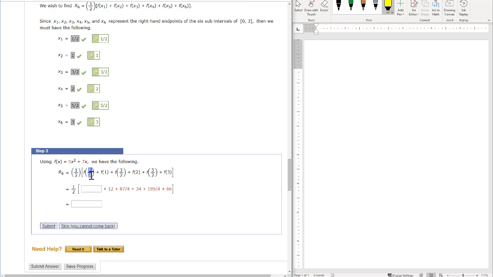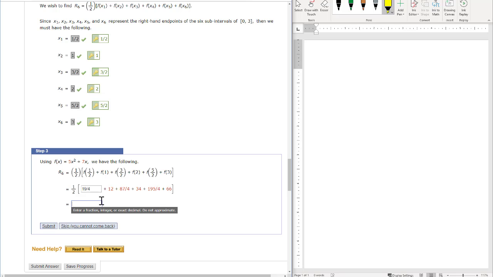So f of 1/2 is putting 1/2 in here. So this is 5 times 1/2 squared, so that's 5/4. And 7 times 1/2 is 7/2. Let's see, 5/4, 7/2, common denominator is 4. Double this, you get 14, plus 5 is 19. So I think this is going to be 19 divided by 4.